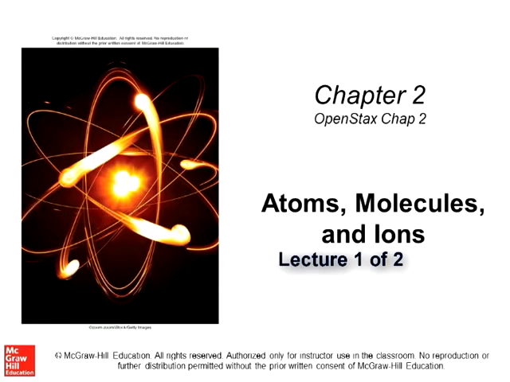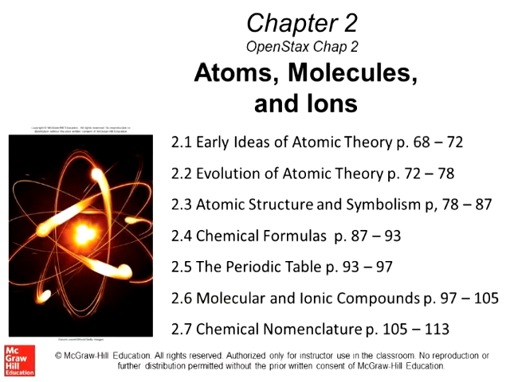Hi, this is Dr. Anthony Revis with SVSU General Chemistry 111, Chapter 2, Lecture 1 of Chapter 2, Atoms, Molecules, and Ions. The following topics will be covered, but not necessarily in this order. We'll take a look at early ideas of atomic theory, evolution of atomic theory, atomic structure and symbolism, that is, the symbols used, chemical formulas, the periodic table, molecular and ionic compounds, and chemical nomenclature.